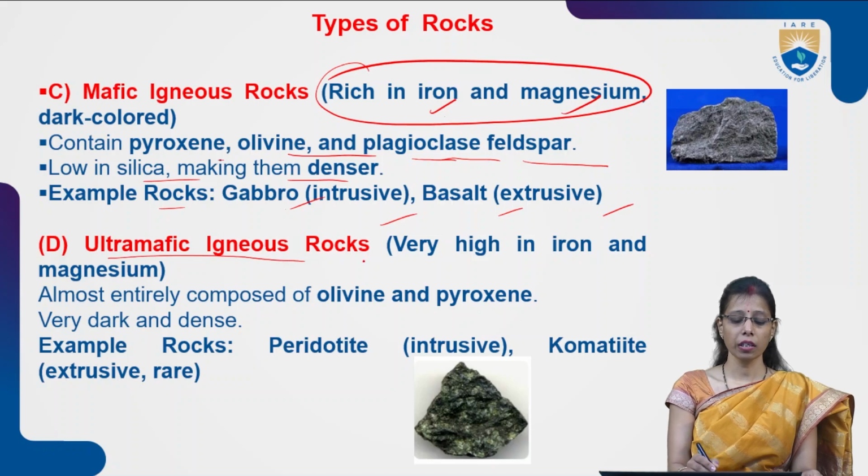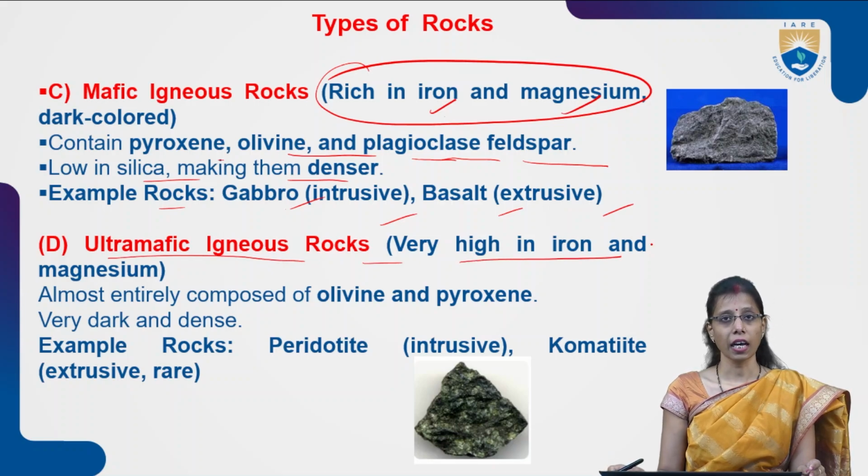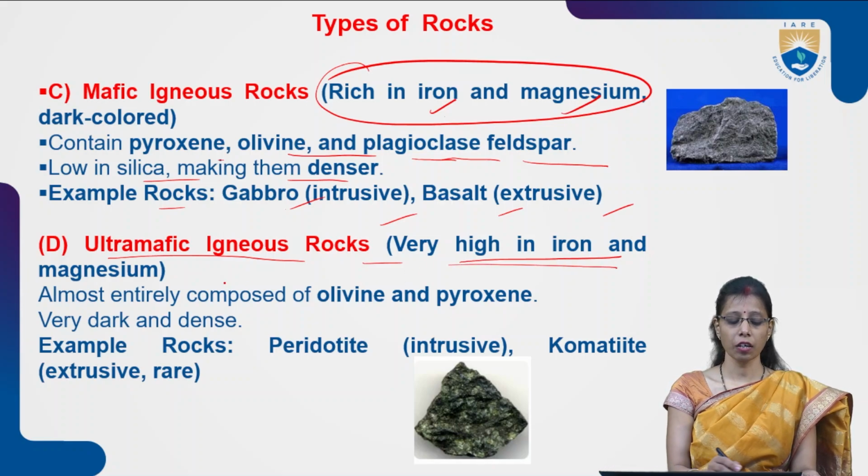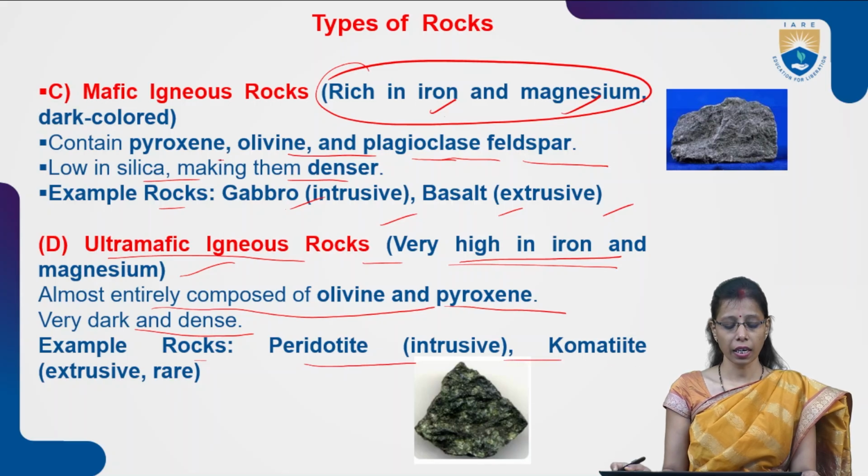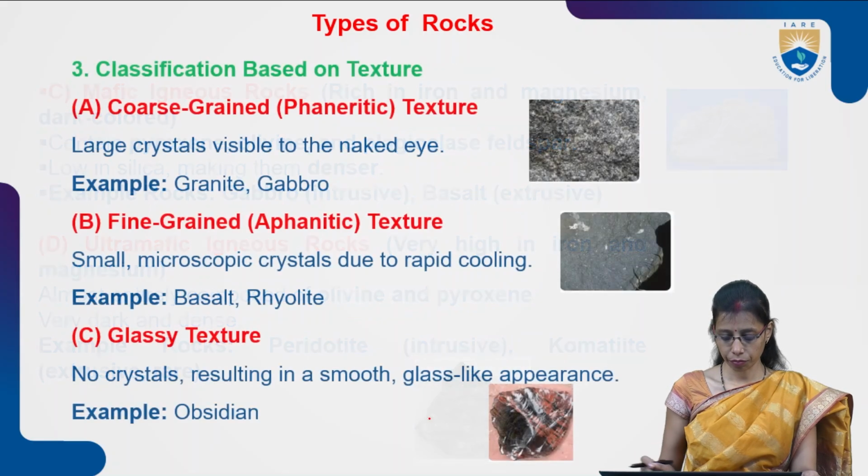Now ultramafic igneous rocks. They are very high in iron and magnesium, almost entirely composed of olivine and pyroxene. Very dark and dense. Example rocks: peridotite, intrusive, and komatiite, extrusive, rare.